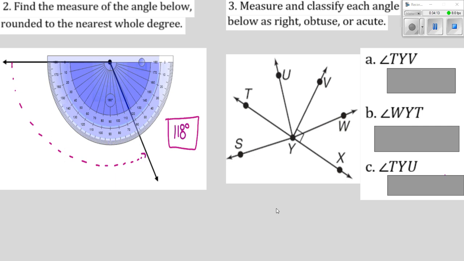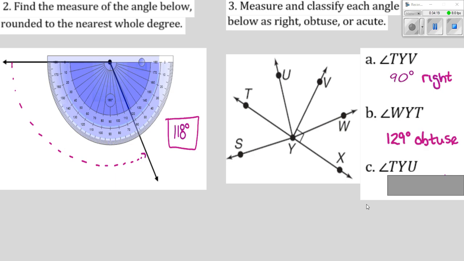For number 3, A is 90 degrees and right, B is 129 and obtuse, and C is 45 degrees and acute. Again, you have to use your protractors for this. If you're going to eyeball it, you're not going to get the answer by eyeballing it. You have to use your protractor.